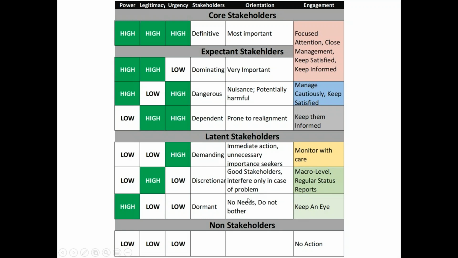You see, if you want peace, move them to discretionary or dormant status. And if you want to handle them immediately, move them to definitive or dominating status. If you want them to never bother you again, then move them to the low status, to the non-stakeholder status. Then they won't be able to bother you at all. But it is not your discretion to move them from here to there. Basically, you have to monitor their movement and adopt the strategy accordingly.